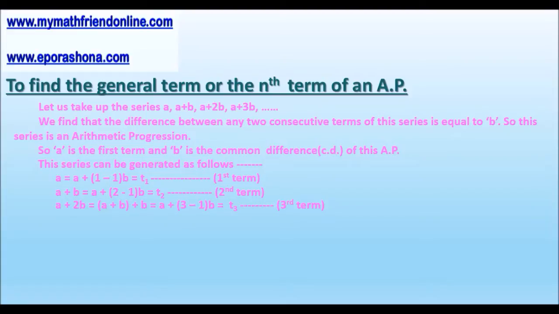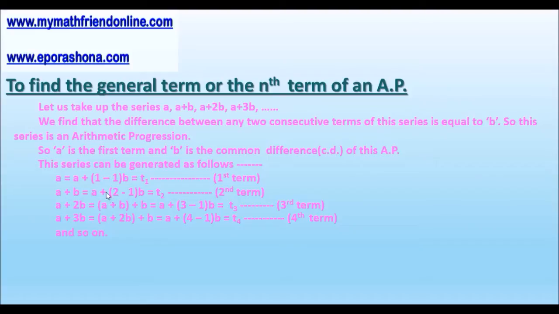This is the third term. Coming to the fourth term, a plus 3b. This is obtained by adding a b to the third term, that is a plus 2b plus b. And this can be written as a plus, since it is the fourth term, 4 comes over here, 4 minus 1 whole multiplied by b. So it is a plus 4 minus 1 whole multiplied by b that gives us the fourth term, that is T4, and so on. Because it is an infinite series, it will be going on.